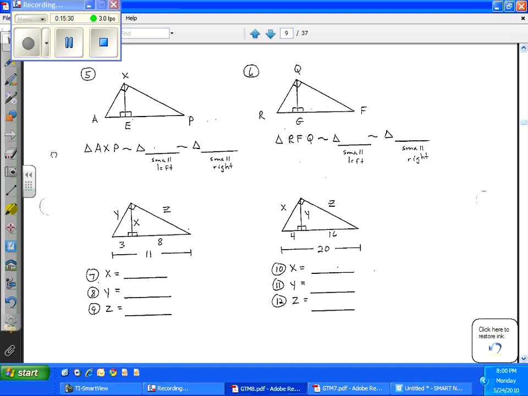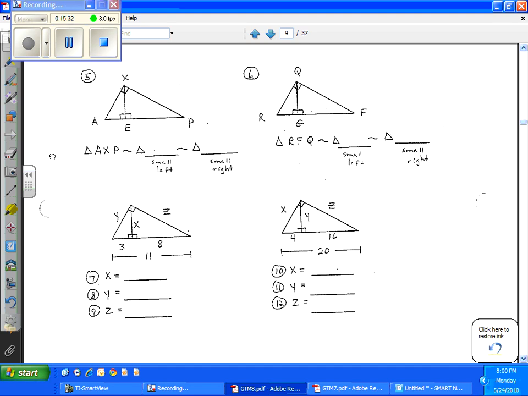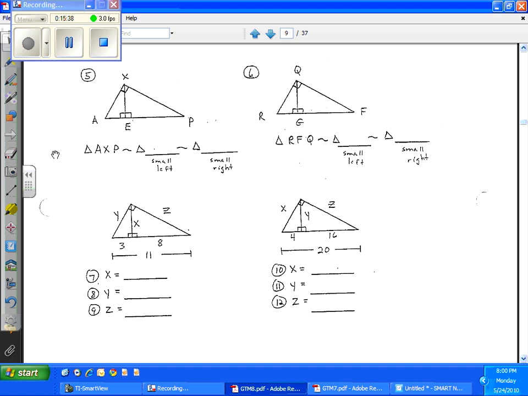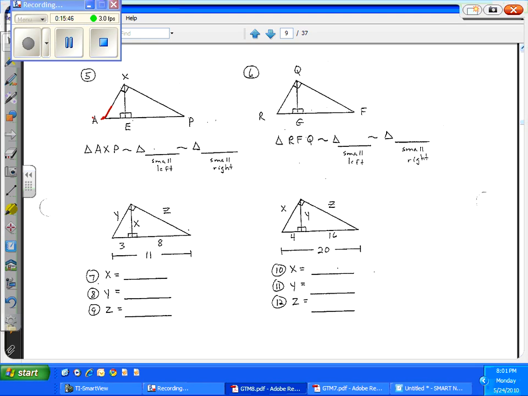All right, we'll just look at number 5. Number 5, we want to name the similarity. We've got AXP as the big one. Now, easiest way to go, angle A of the big one and angle A of the small left are the same angle. You see that? Angle P of the big one and angle P of the small right one are the same angle. P was last, P was last.